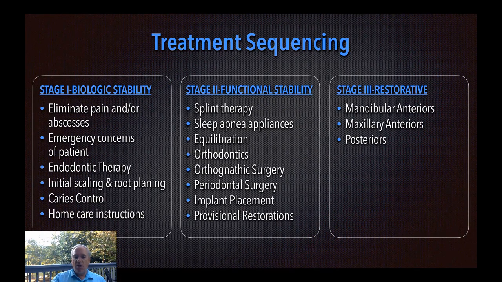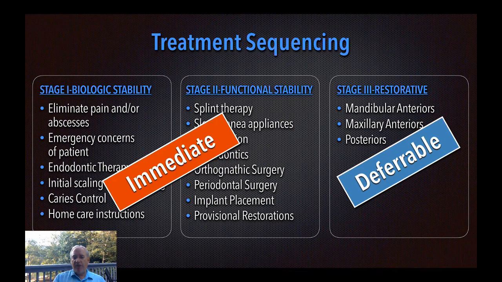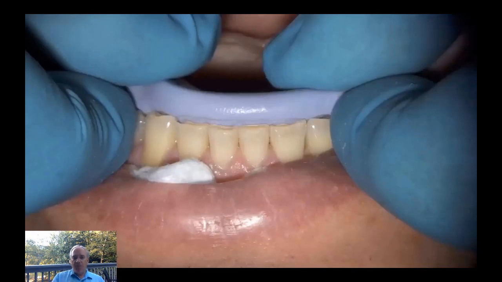All right, so let's just go and look at the things that we're going to do first, which is getting the mouth stable biologically and functionally, which is our immediate concerns. And then we can mention how the final restorations can be deferred over time. So what I want you to see is that if we've done the wax up on the articulator, how easy it is to get the mouth stable.